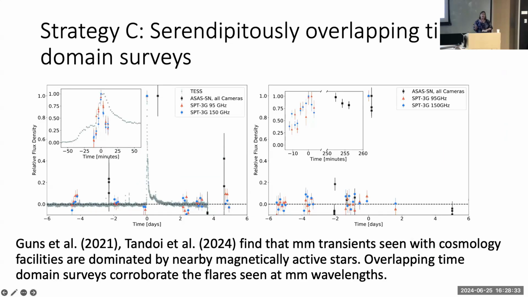So another example of serendipitously overlapping time domain surveys, cosmology telescopes. The Atacama Cosmology Telescope and the South Pole Telescope are finding that millimeter transients are dominated by magnetically active stars in the solar neighborhood. And in this paper, they actually had some serendipitous overlap between TESS observations and ASKAP observations.